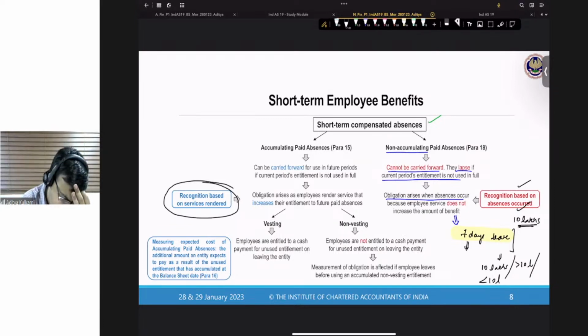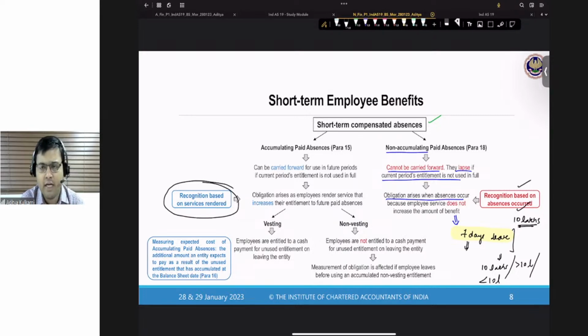When we talk about accumulating absences, these are basically the leaves which can be carried forward to a future period. This is again divided into two types. One is vesting, where you get cash in place of leave, and the second is non-vesting, where you are entitled to carry forward the leave to the subsequent period. Okay, so when you talk about cash in place of leave, that means suppose the employee is entitled to 10 days of leave in a particular year, he has taken only 8 days and has not taken 2 days of leave, then for those 2 days he would have come to the organization and rendered the services for which he will be compensated.